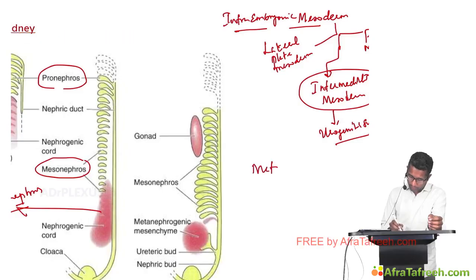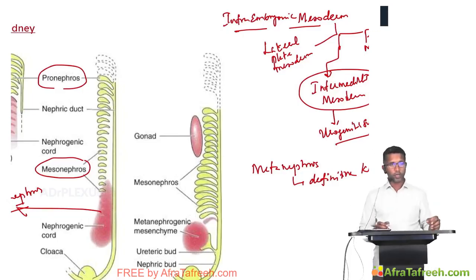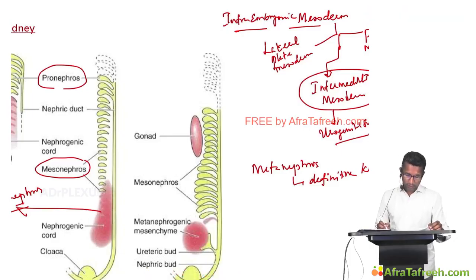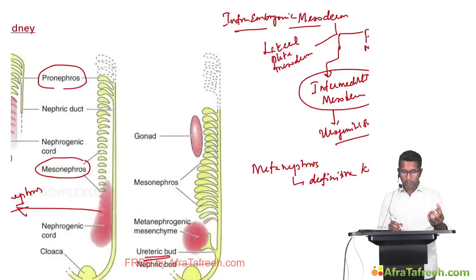So the metanephros is the one which forms the definitive kidney. How is it formed? Close to the metanephros and the mesonephros, there is an important duct running, called the nephric duct. From this nephric duct you have a bud called the ureteric bud. This bud grows towards the metanephros, and when it touches the metanephros, it starts differentiating.